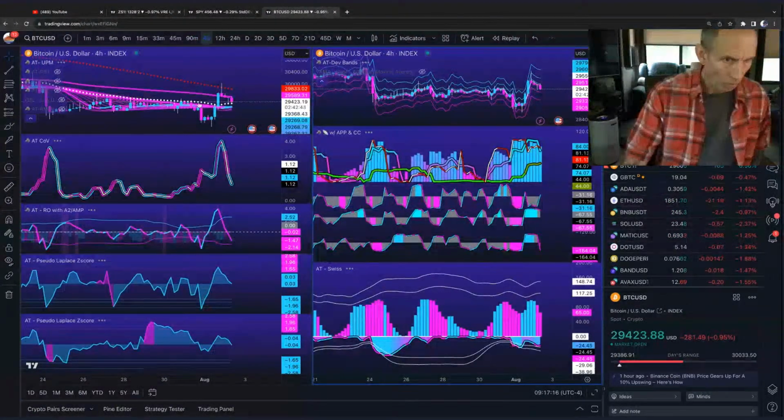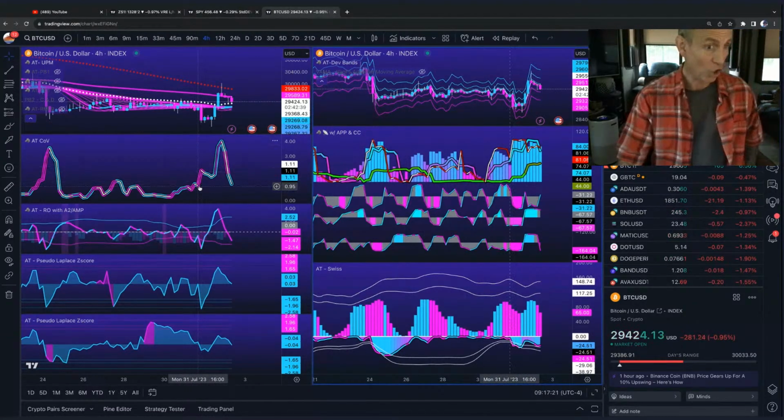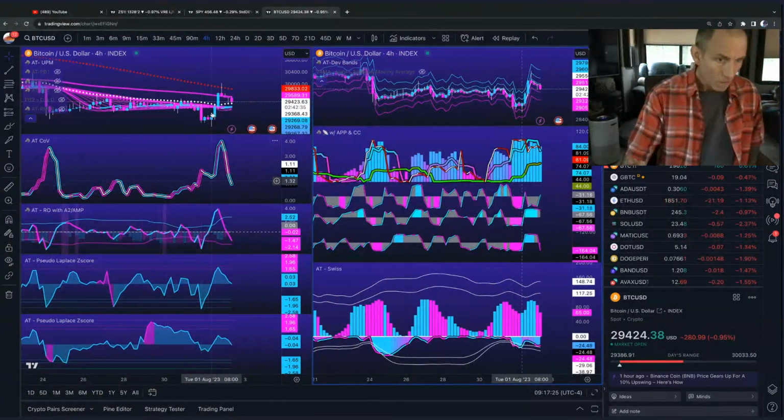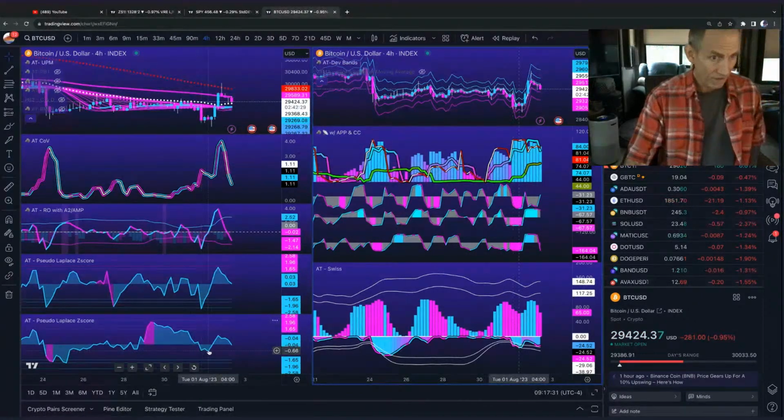Look at this 4 hour one more time. So a lower low here. Yeah, because there was no div on the 4 hour. All right, this baby was chilling. Now, boom, boom, boom. The high length Z score did have a little hidden bull.